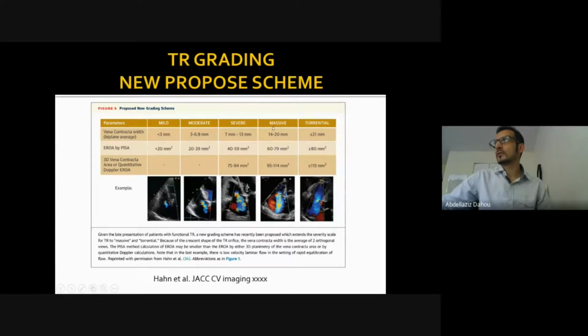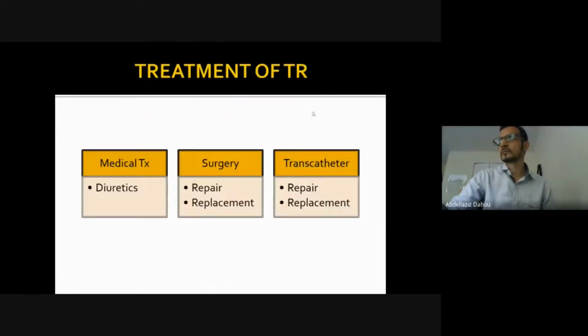And this is mostly for research purposes, but it is getting used much more for clinical practice as well. So it has some criticism, but it has been shown to be useful to predict the outcome.